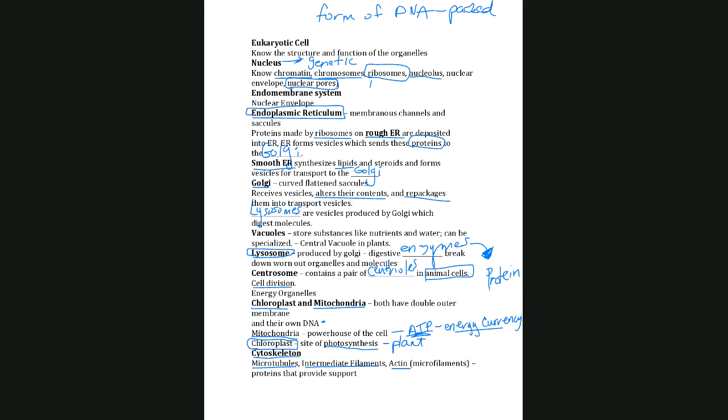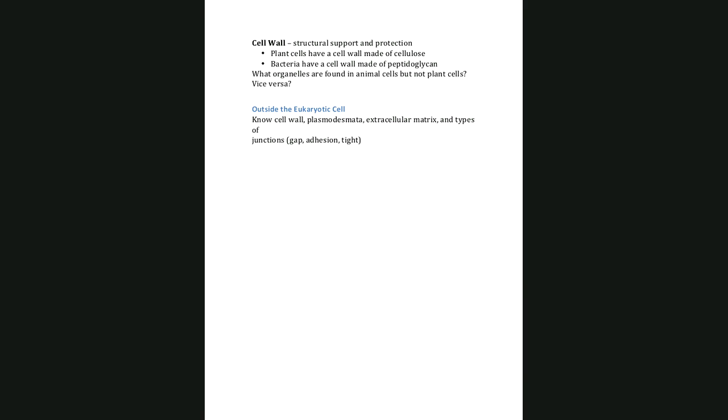All right, the cell wall is our last organelle. The cell wall is not found in animal cells, okay? It's found in plant cells. Remember when we talked about prokaryotes a minute ago, we also said that bacteria, prokaryotic cells, have a cell wall outside of their plasma membrane. Now, the cell wall of a plant cell is not the same chemical makeup as the cell wall of a bacterial cell. Plant cells have a cell wall made of cellulose, whereas bacteria have a cell wall made of something called peptidoglycan.